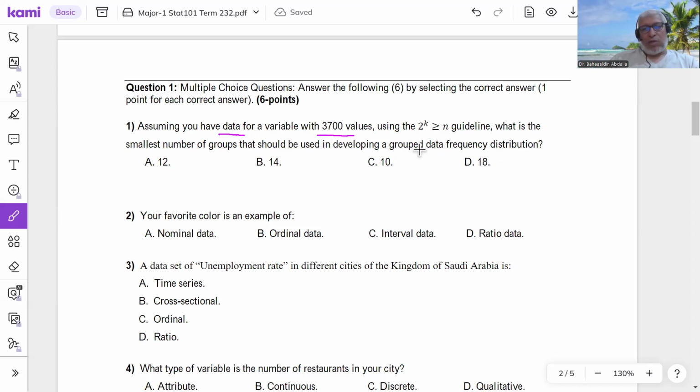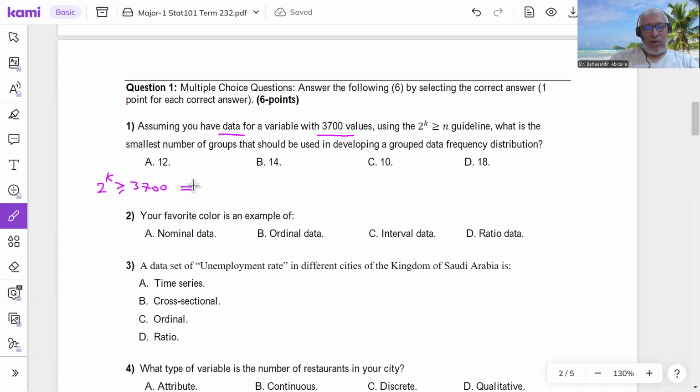When we construct a grouped data frequency distribution, we have to determine first the number of classes. And usually it's something between 5 and 20. And we can follow this guideline, where n is the number of values in the data. So n here is 3,700, and k is the number of groups or classes we need to find. So 2 to the power k should be greater than or equal to 3,700.